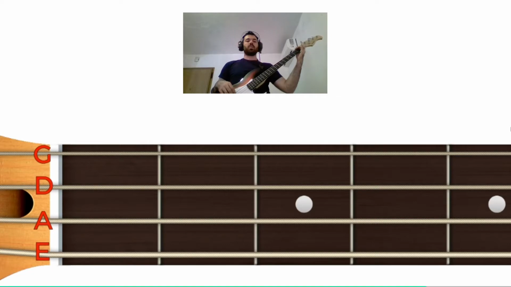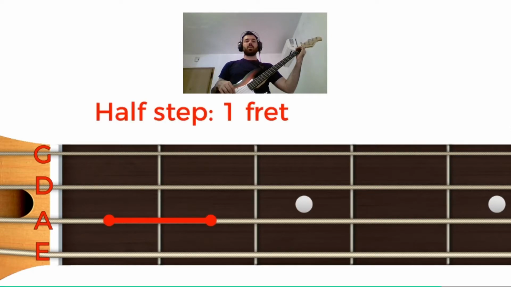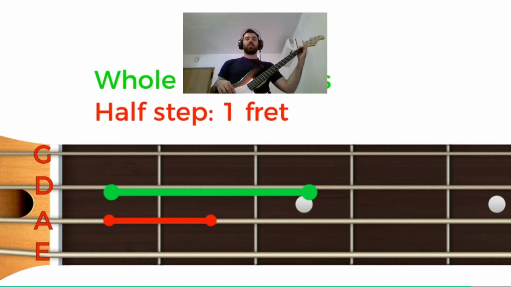Okay, so remember, a half step is the distance of one fret and has a tense sound. A whole step is a distance of 2 frets and has a more open, hopeful sound.